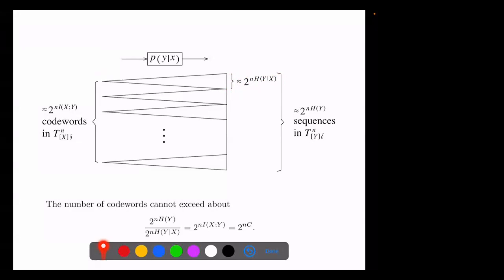Now, in order for decoding to be possible, you think of this as being a cone. In order for decoding to be possible, these cones have got to be non-overlapping, and the number of typical sequences is approximately 2^(n H(Y)), and the size of each of these cones is 2^(n H(Y|X)). So if you divide this by this, you get H(Y) minus H(Y|X), which is equal to 2^(n I(X;Y)), the mutual information between X and Y. And when you choose the maximizing input distribution, then you get nC. So that's why the number of codewords cannot exceed this value.